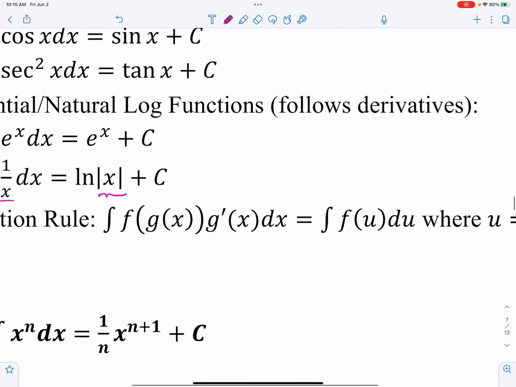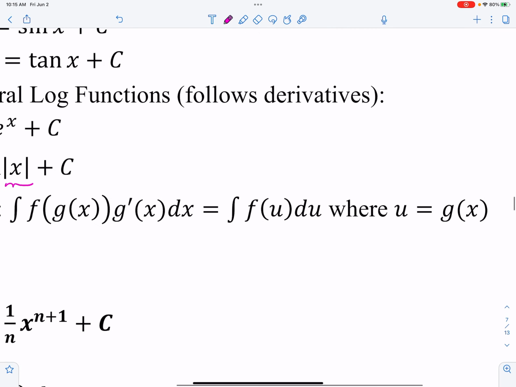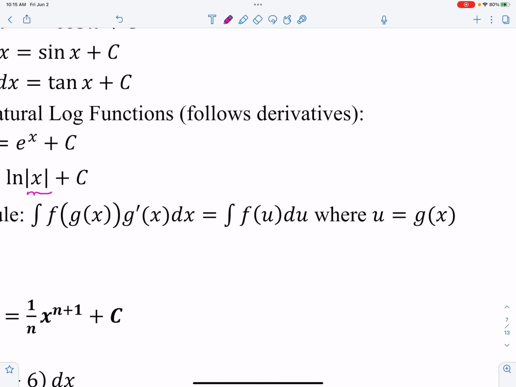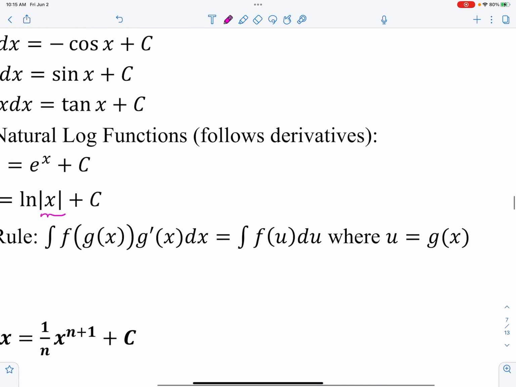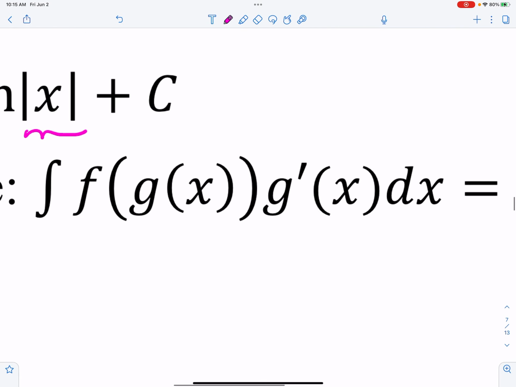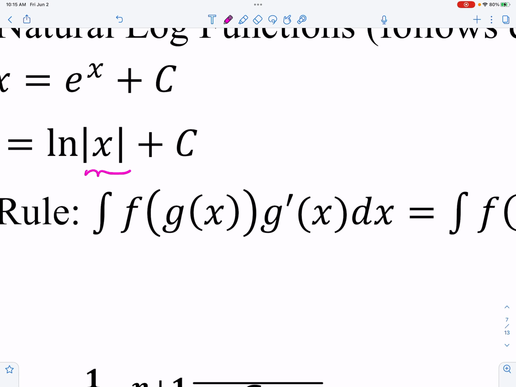And then substitution rule, I think will make more sense as we go through it, but substitution rule will allow you to integrate some more functions. So basically when you're trying to integrate something of this form, it's basically the opposite of chain rule. It's like the integration rule that reverses chain rule.